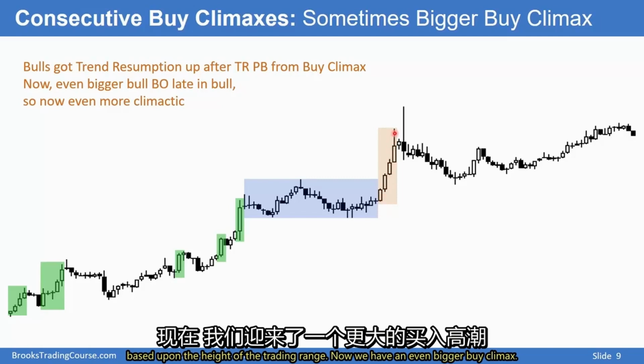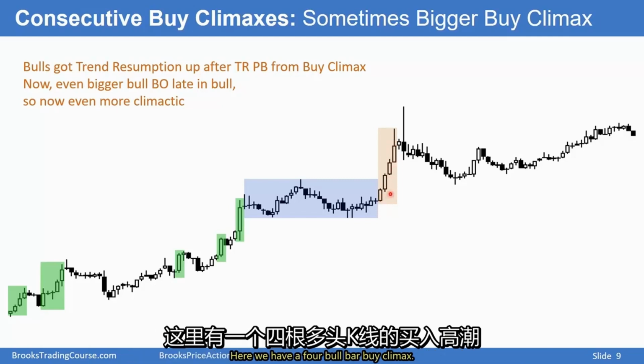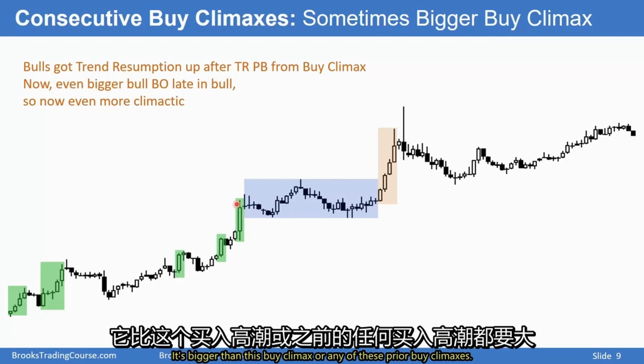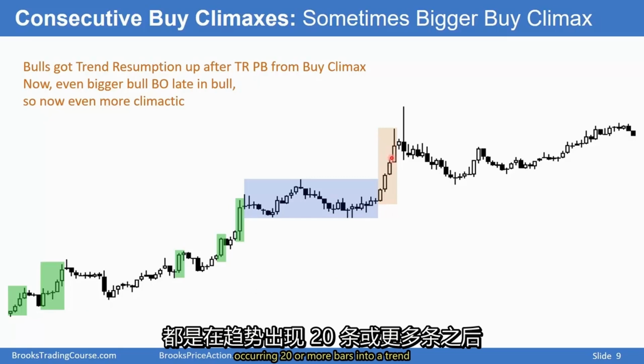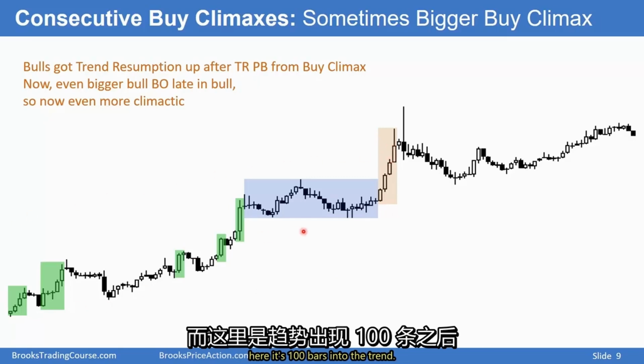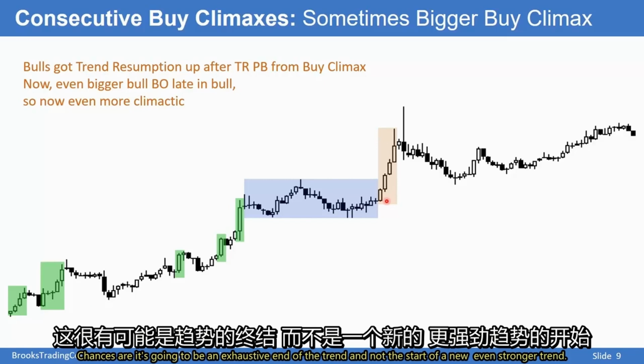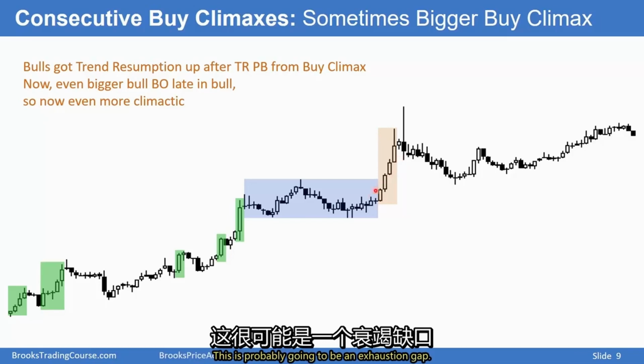Now we have an even bigger buy climax. Here we have a 4 bull bar buy climax. It's bigger than this buy climax or any of these prior buy climaxes. Whenever you have the biggest buy climax occurring 20 or more bars into a trend, here it's 100 bars into the trend, chances are it's going to be an exhaustive end of the trend and not the start of a new, even stronger trend. This is probably going to be an exhaustion gap.